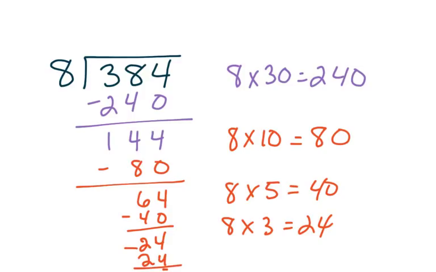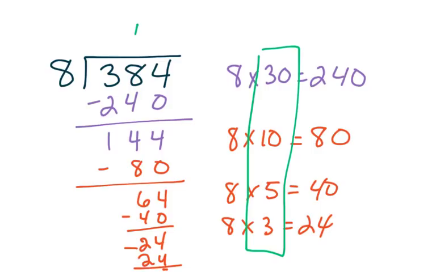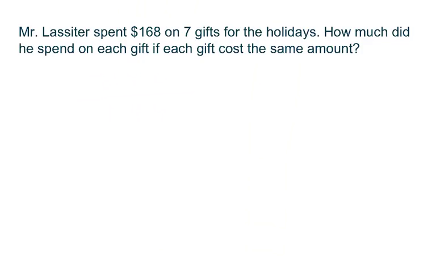All I have left to do is add up all of my partial quotients off to my side, and that will answer my quotient. 30 plus 10 is 40, and then 5 plus 3 is 8, so 40 plus 8 gives me 48 as my final quotient. So again, partial quotients, we're just taking bits and pieces away from our number until we're left with 0 or something that's less than my divisor.